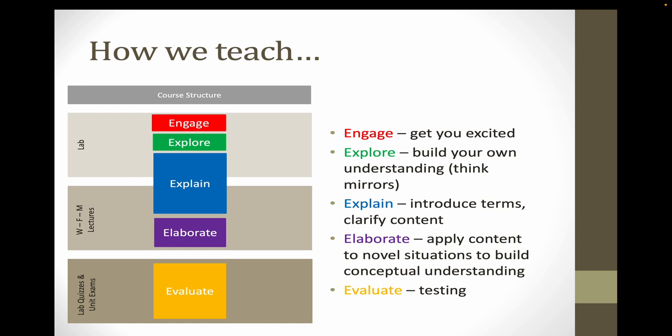All right, so let's talk about this class and how I teach it. We use a 5E learning cycle, right? In education, we love alliteration. So we've got engage, explore, explain, elaborate, and evaluate. So engage is where we get you excited about the material. Explore is where you build your own understanding, like we did with the mirrors.